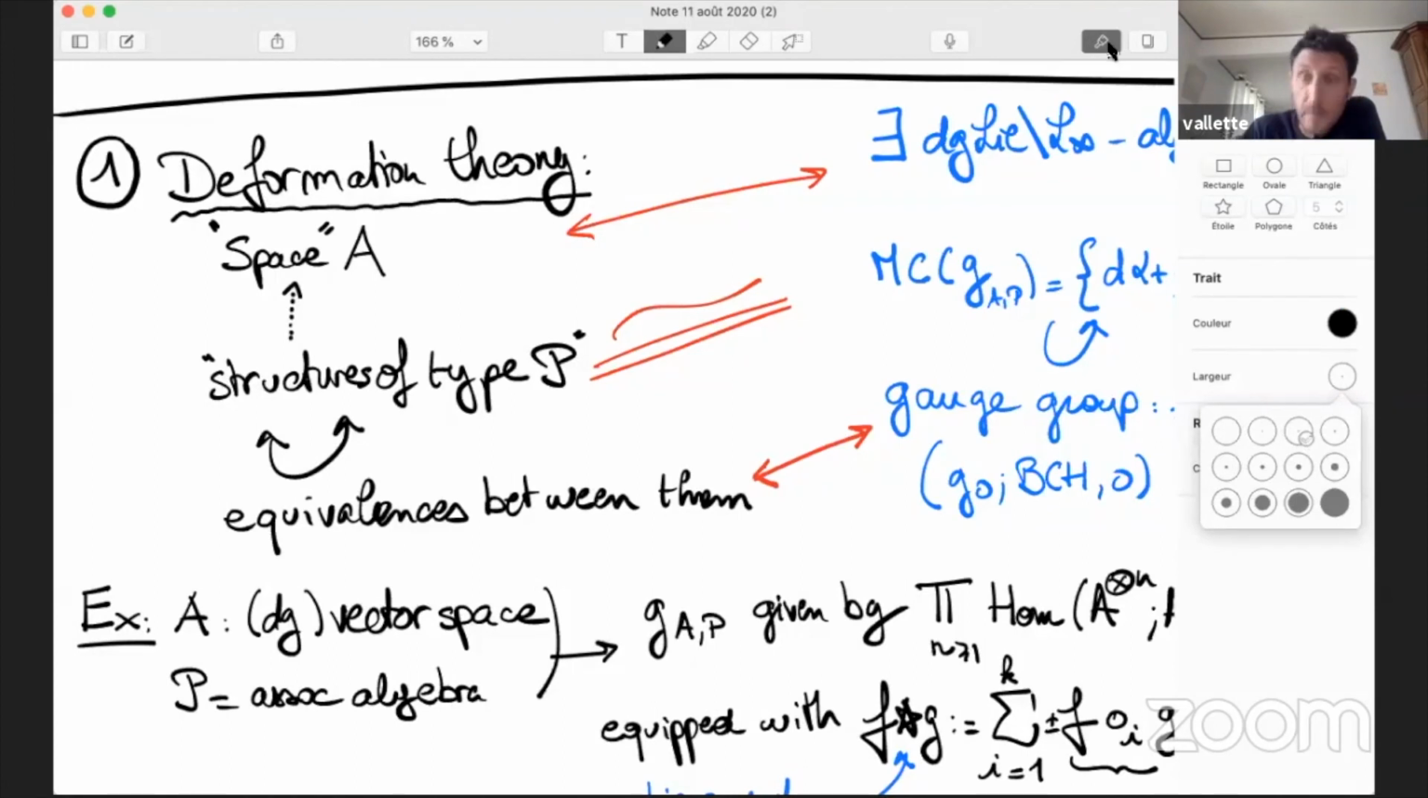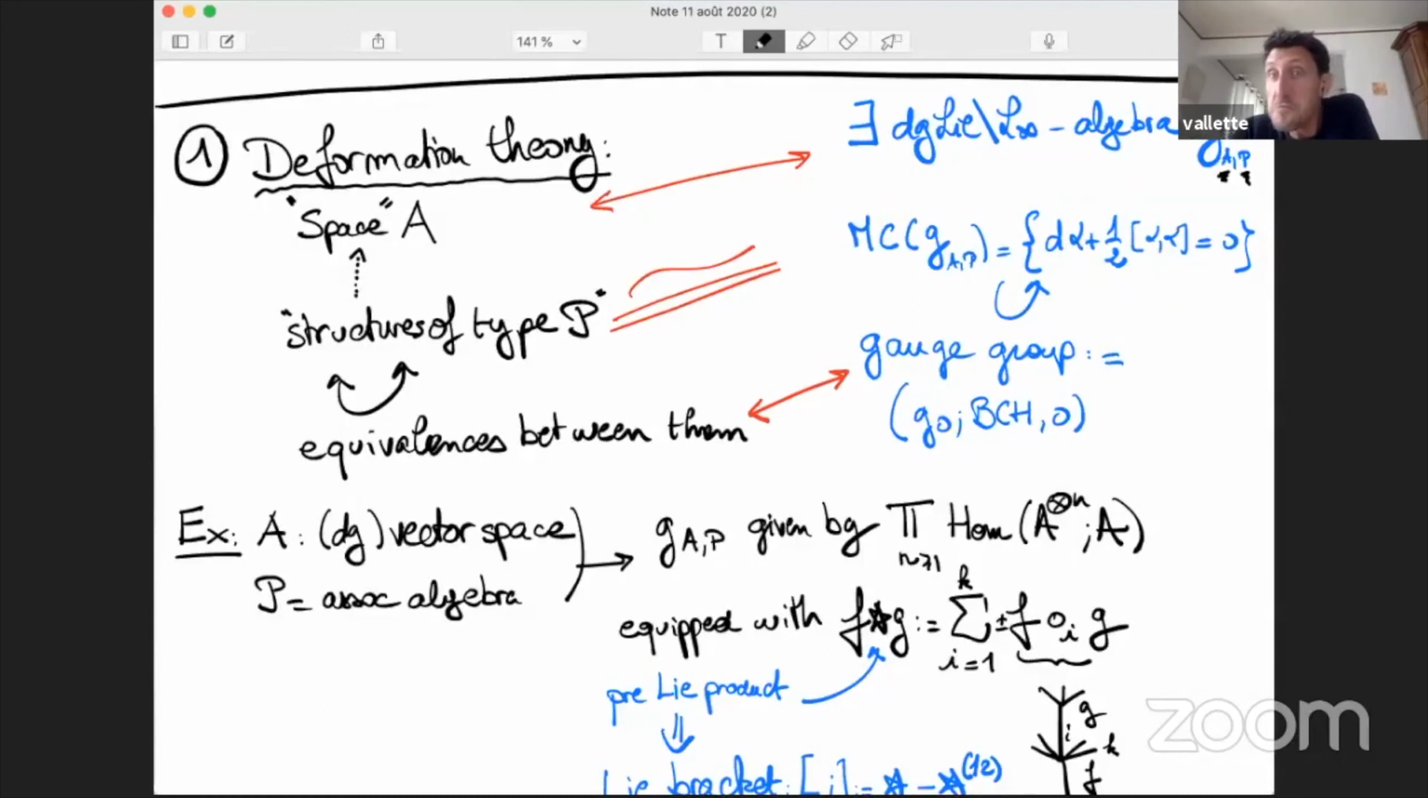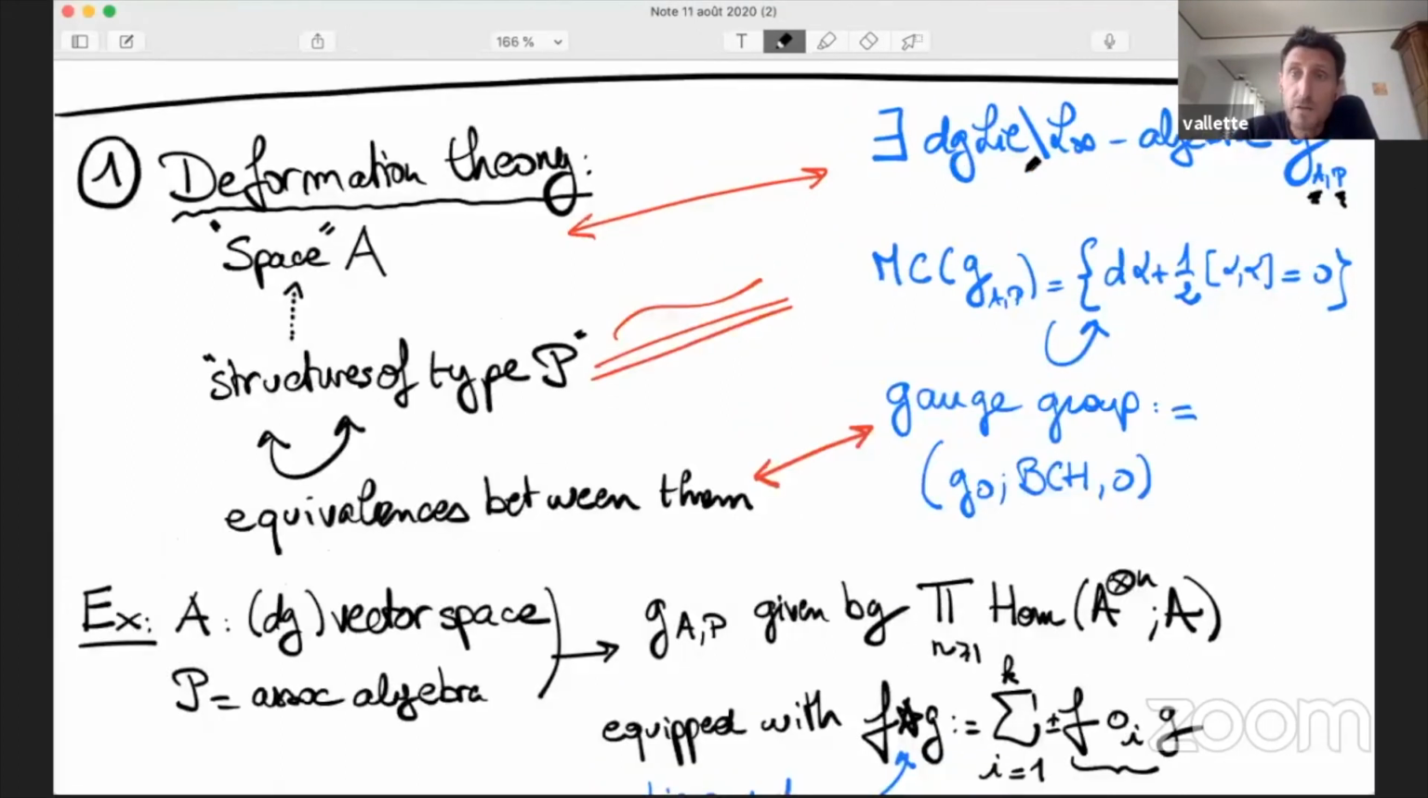Okay. So associated to the space A and to the structure P, you very often are able to coin a DGLA such that now you're looking at the Maurer-Cartan equation. This is the Maurer-Cartan.